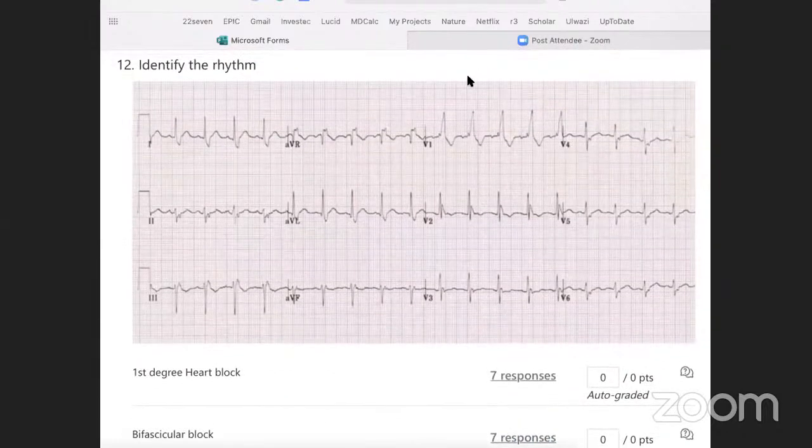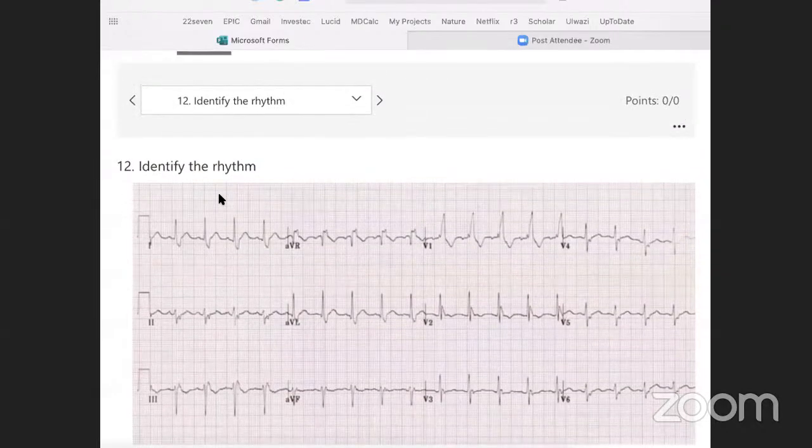And the key take-home point, again, is that right bundle branch block never produces an axis deviation. And if it does, it's a bifascicular block that needs referral to cardiology for a pacemaker.